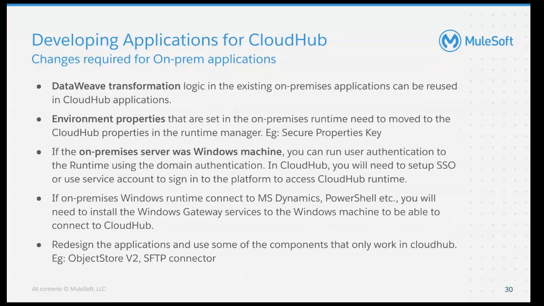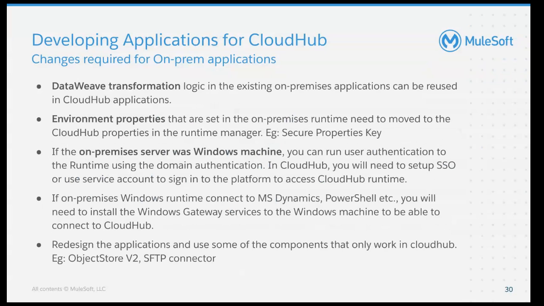Next is the environment properties. Let me give you an example with secure properties. In on-prem applications, if you are using the secure properties tool, usually the key would be residing somewhere in the on-prem JVM arguments or wrapper configuration. But in CloudHub, you need to move all those properties into the Runtime Manager properties tab, or have it done through CI/CD, because you won't have the capability to go into the CloudHub worker and add those arguments.